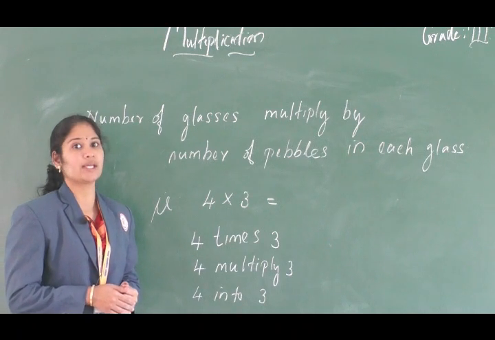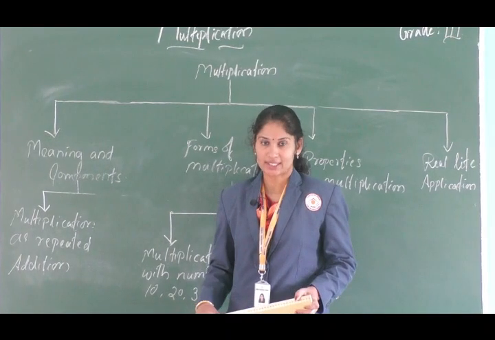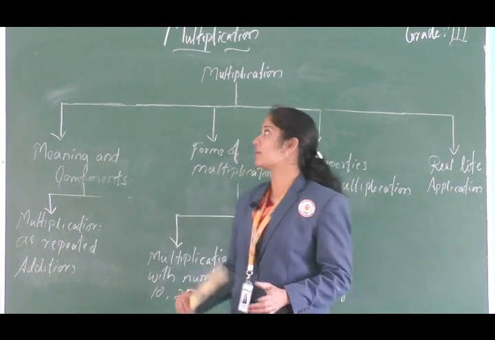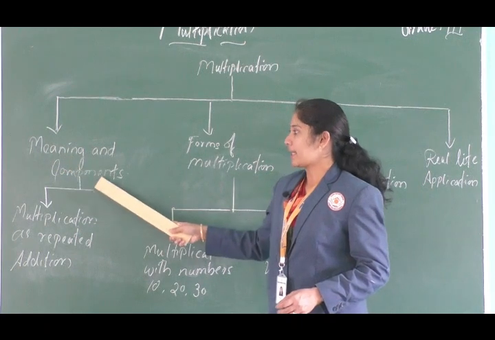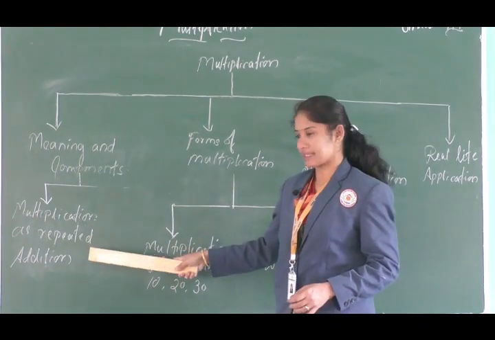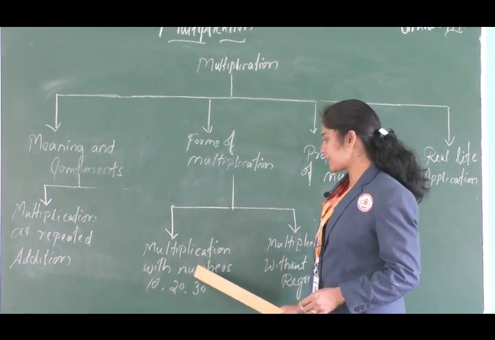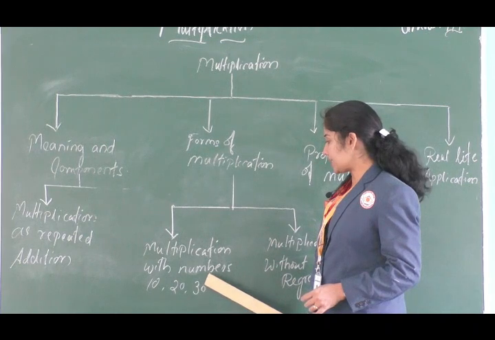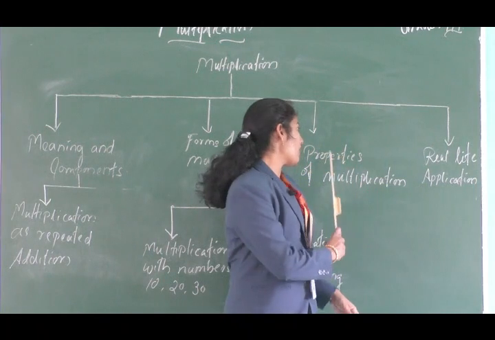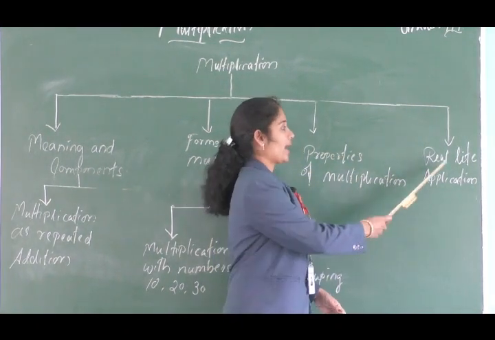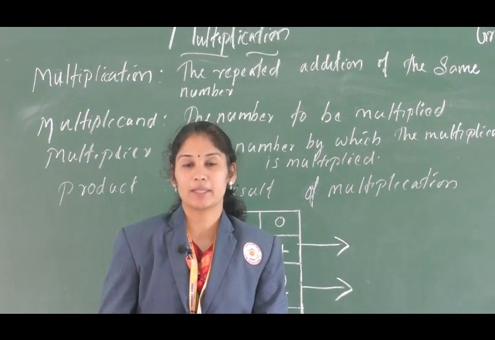Children, now you can guess what is our new chapter name. Yes, multiplication. Children, here is the mind map of chapter 4. Our chapter name is multiplication. First, meaning and components. Multiplication as repeated addition. And forms of multiplication. Multiplication with numbers 10, 20 and 30, and multiplication without regrouping, and properties of multiplication and real life application.